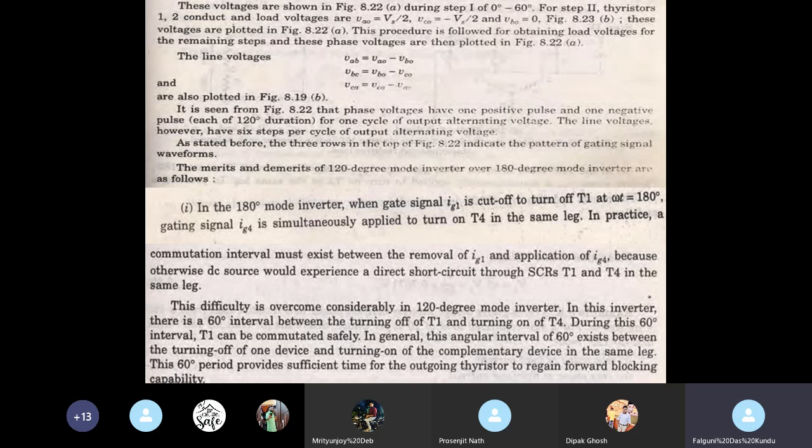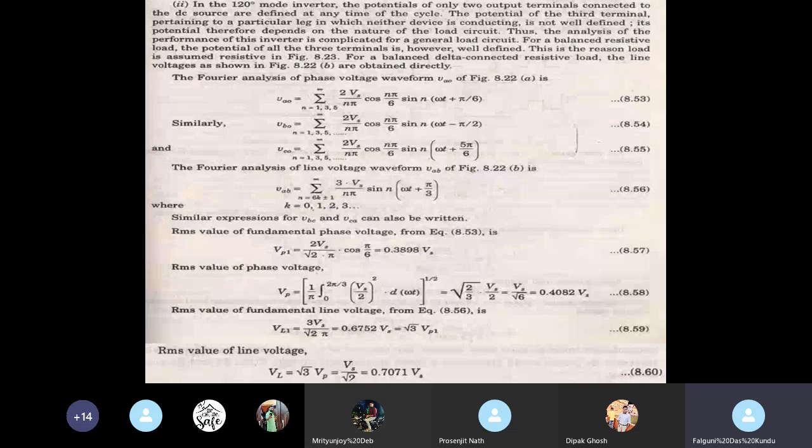And we also get the RMS value of the fundamental voltage, which is 0.3898 Vs. The RMS value of phase voltage, as we considered, is the square root of 1 by pi integration from 0 to 3 pi by 2 pi by 3 of Vs by 2 whole square d of omega t, and after that we get 0.4082 Vs. And we also get the fundamental line voltage VL1, which is nothing but 3 Vs by root 2 pi, and the RMS value of line voltage, which is VL, is nothing but root 3 Vp, that means 0.7071 Vs.